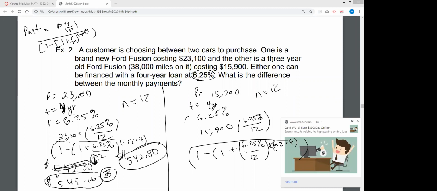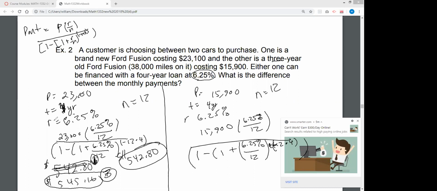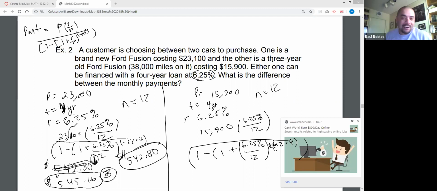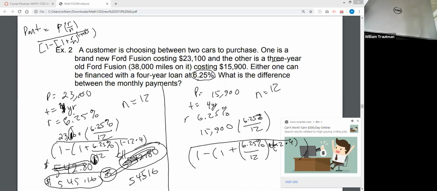Why don't you try using 23,100 instead of 23,000, and you'll get 545.16. Oh! It's not 23,000. Well, why didn't you tell us that? Oh, that's why. Thanks for playing. Stop cutting your own work. Oh, God, that's funny. You have to use 23,100.